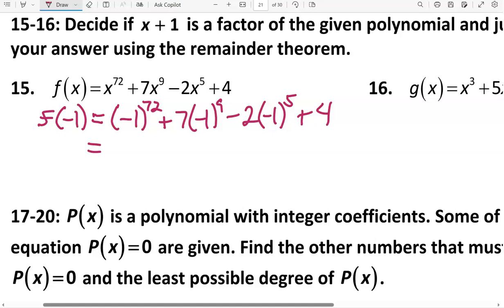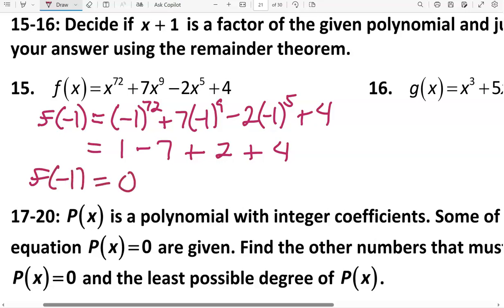A negative number to an even power is positive. A negative number to an odd power is negative. And for the third term, a negative number to an odd power is negative, but a negative times a negative is a positive. And so this gives us 1 minus 7, which is negative 6, plus 2 is negative 4, plus 4 is equal to 0. So if f of negative 1 equals 0, then x plus 1 is a factor.